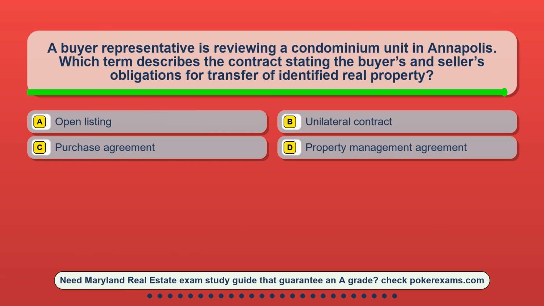Question 5. A buyer representative is reviewing a condominium unit in Annapolis. Which term describes the contract stating the buyer's and seller's obligations for transfer of identified real property? Option A, open listing. Option B, unilateral contract. Option C, purchase agreement. Option D, property management agreement.